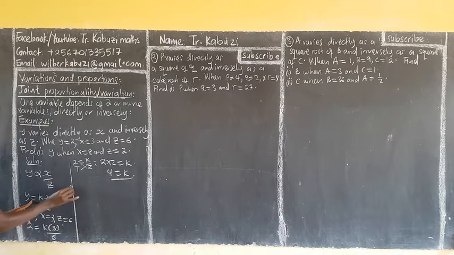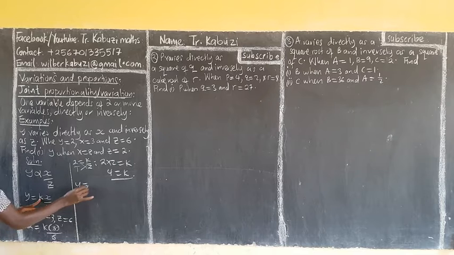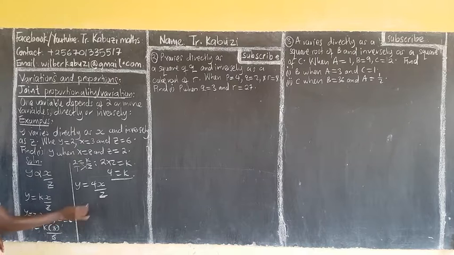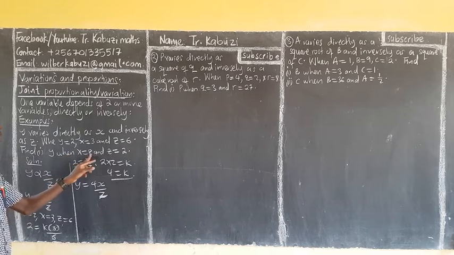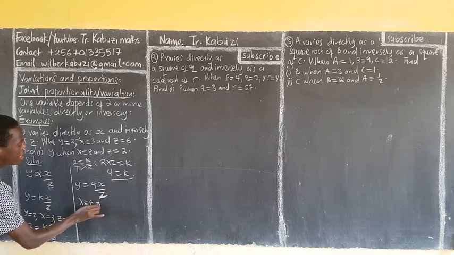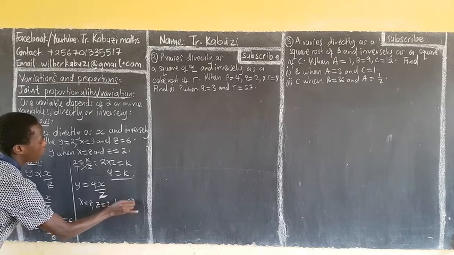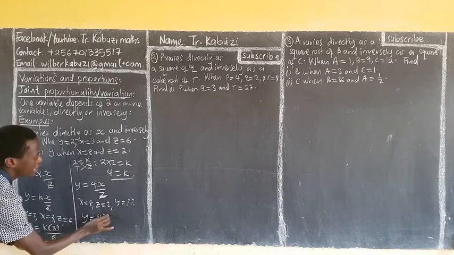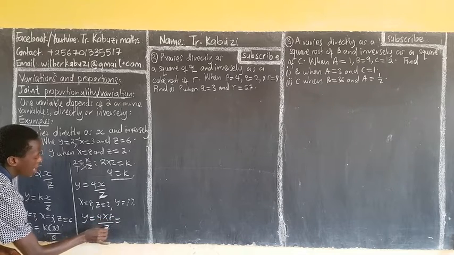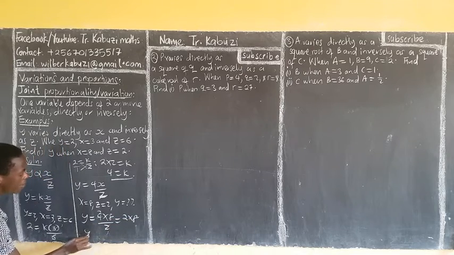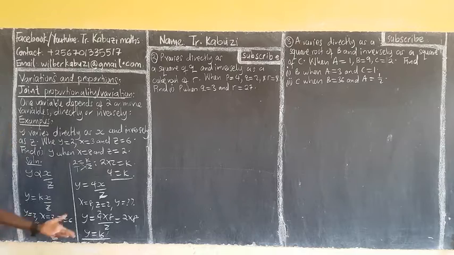Rewriting it again, so my y will be now k, which is 4, times x, the whole over z. Now, find y when x is 8, when z is 2. So when x is 8 and z is 2, we want the value of y. We just substitute. My 4 times x is 8, z is 2, and by this 2, we have 2 times 8, and see that my y is going to be 16 with ease.